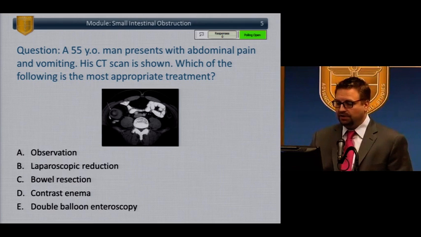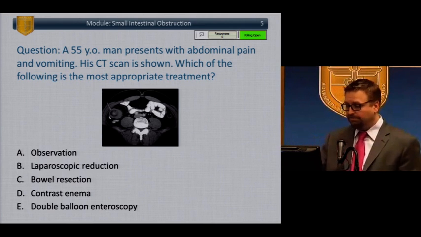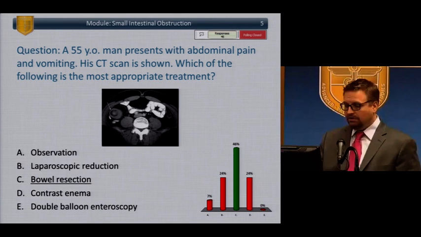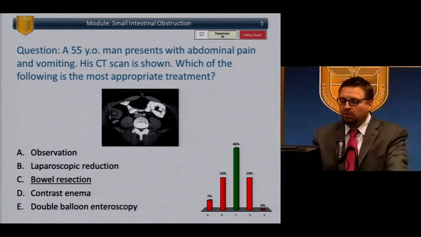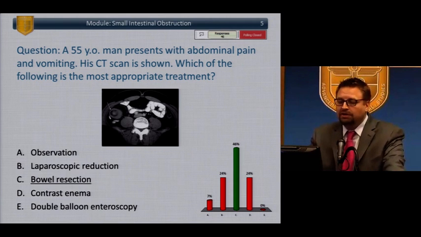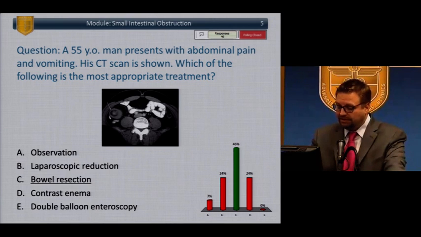Okay, a few seconds to get our responses in. C, bowel resection is the correct answer, which most of you answered appropriately. We'll talk more about this, but what you're viewing here is an ileocolic intussusception, and this X-ray represents the target sign.